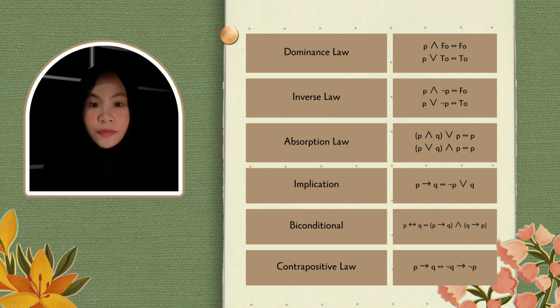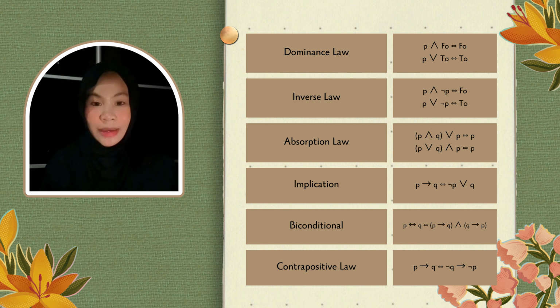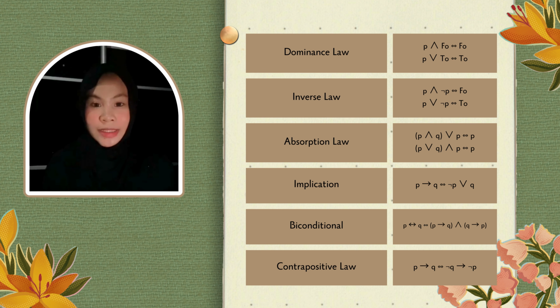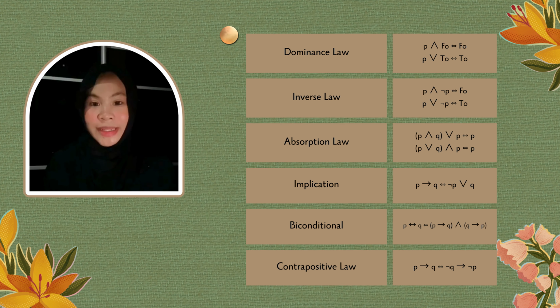The 11th of the 13 laws is implication, which is P implies Q logically equivalent to negate P or Q. Next is biconditional, which is P if and only if Q logically equivalent to P implies Q and Q implies P. And the last one is contrapositive law, which is P implies Q logically equivalent to negate Q implies negate P.